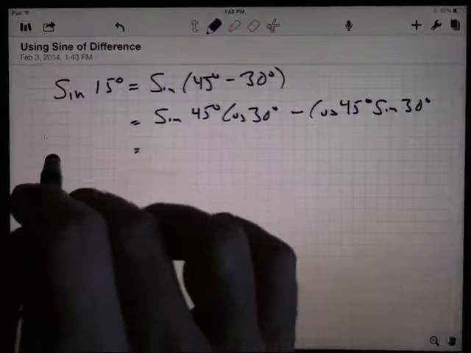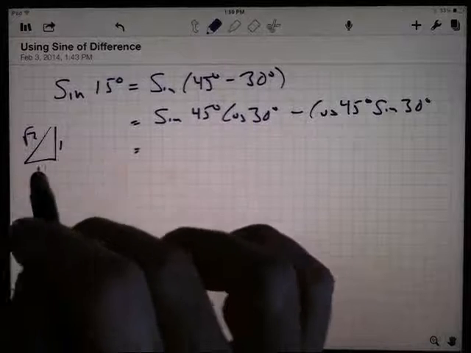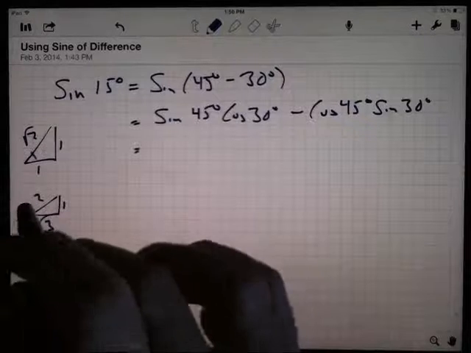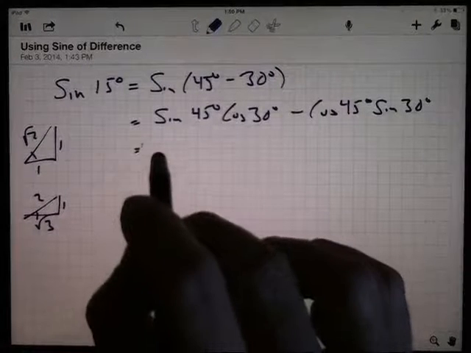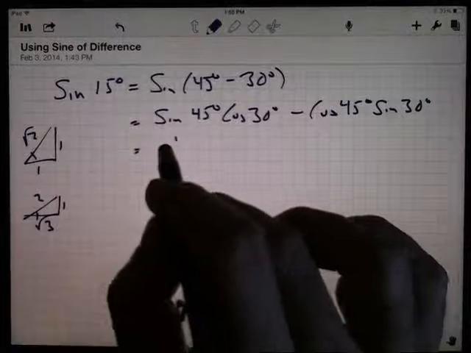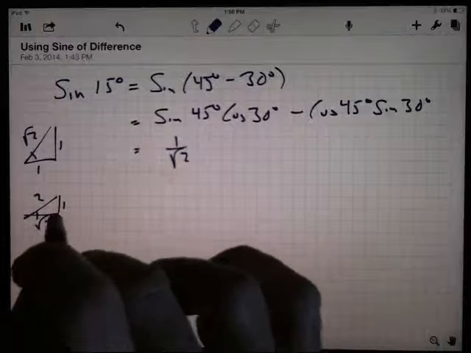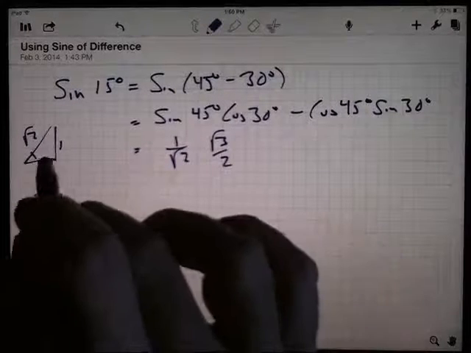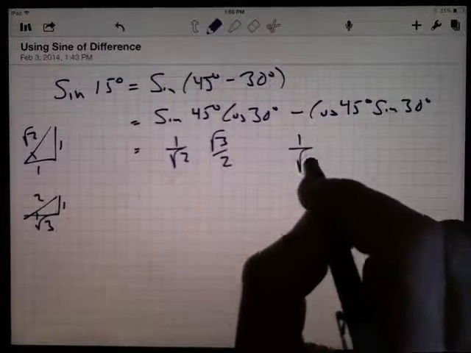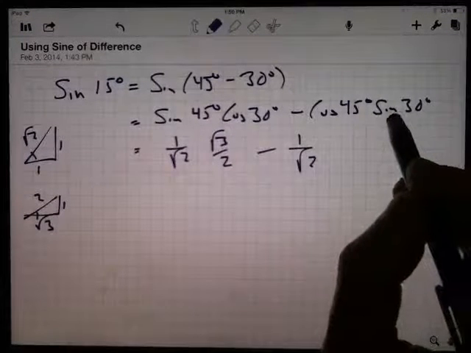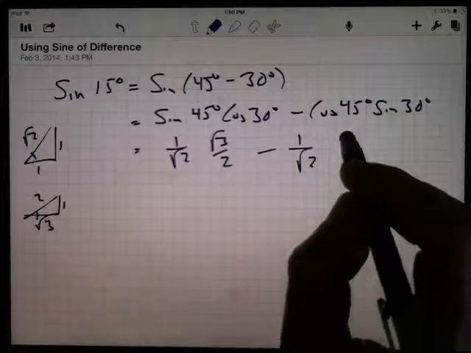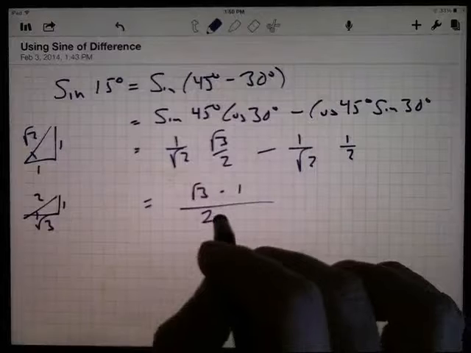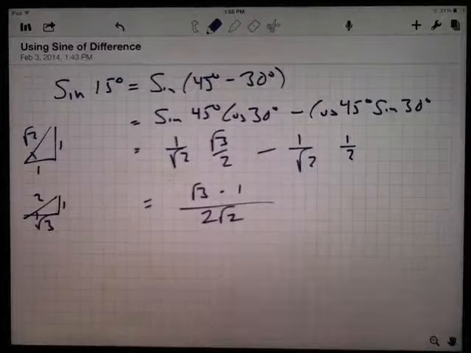So here we go. I've got a couple of triangles over here that I need to look at. 2, square root of 3. So there's my 45 degree angle, there's my 30 degree angle. So let's see, sine of 45 degrees, 1 over the square root of 2. Cosine of 30 degrees, radical 3 over 2. Cosine of 45 degrees, 1 over radical 2. There's a minus sign in between. And let's see here, sine of 30 degrees is a half. So I have a grand total of radical 3 minus 1 over 2 radical 2. Yay, there's the sine of 15 degrees.